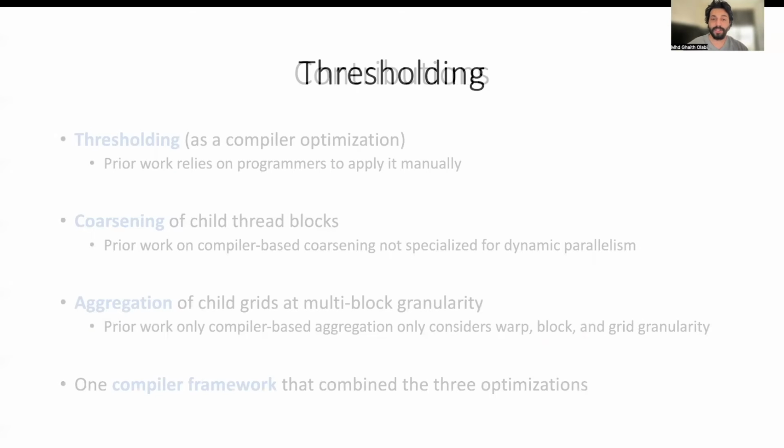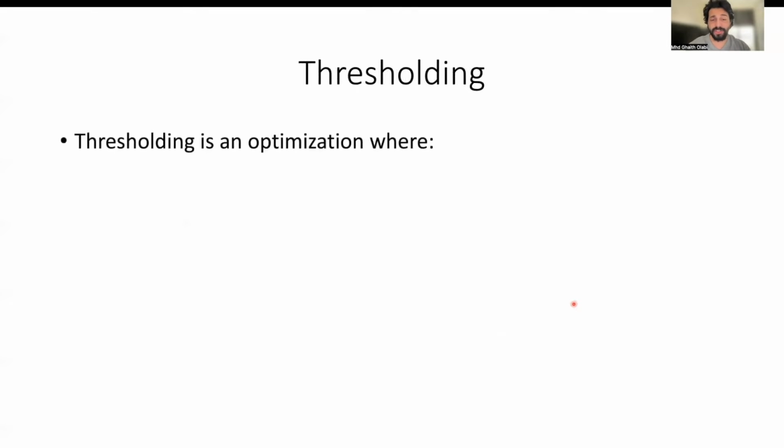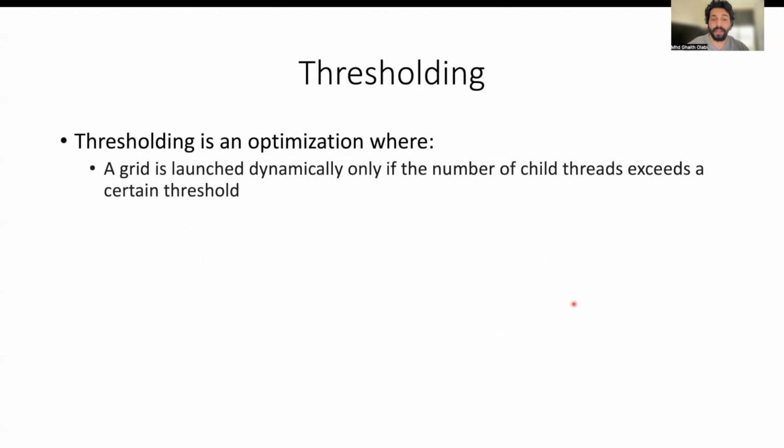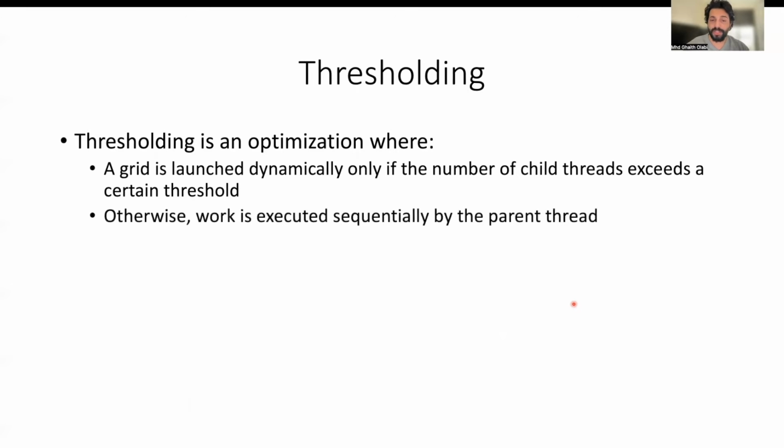Our first optimization is thresholding. Thresholding is an optimization whereby a dynamic launch is only done if the number of child threads exceeds a certain threshold. Otherwise, we execute the work sequentially in the parent thread.